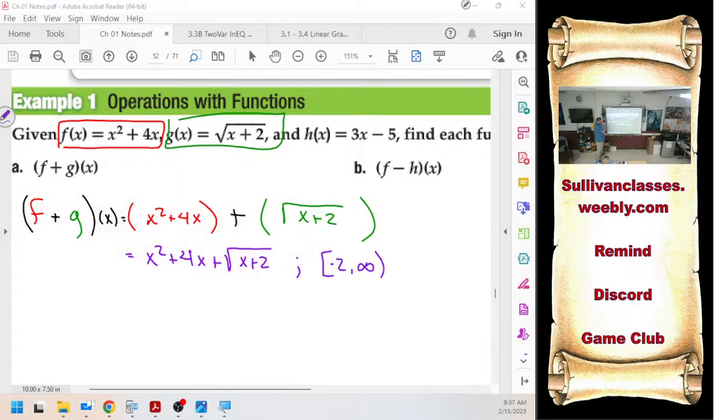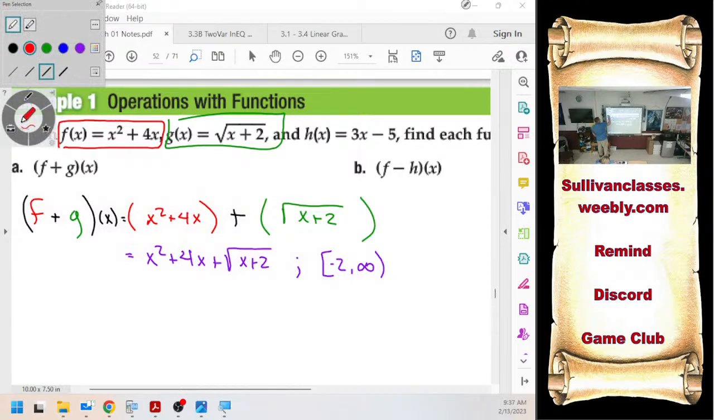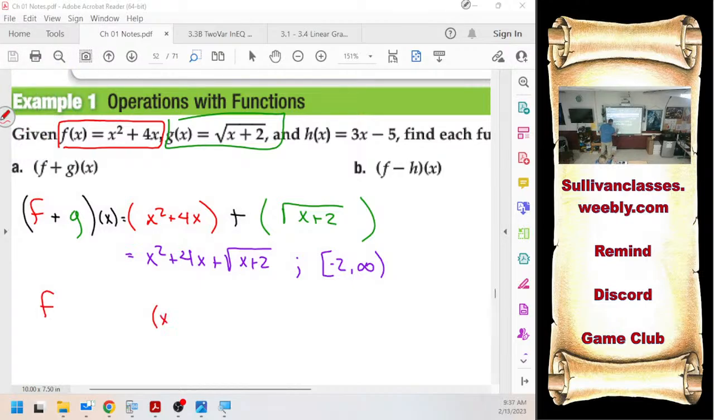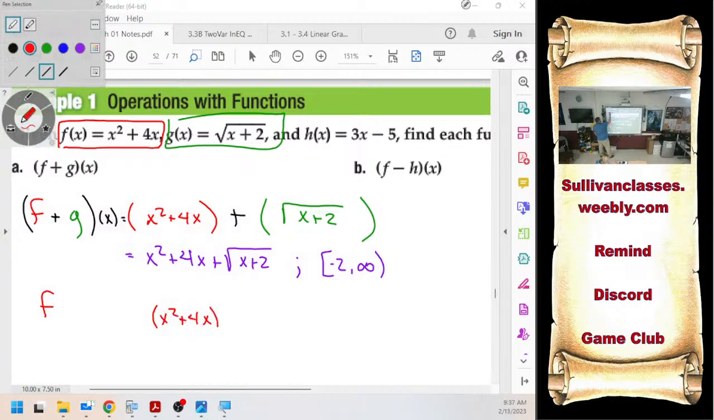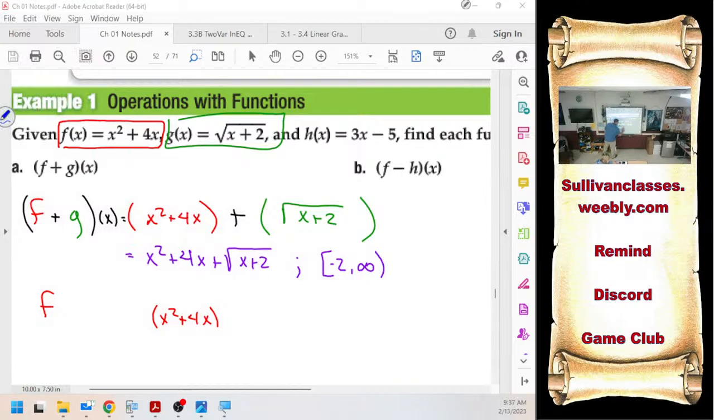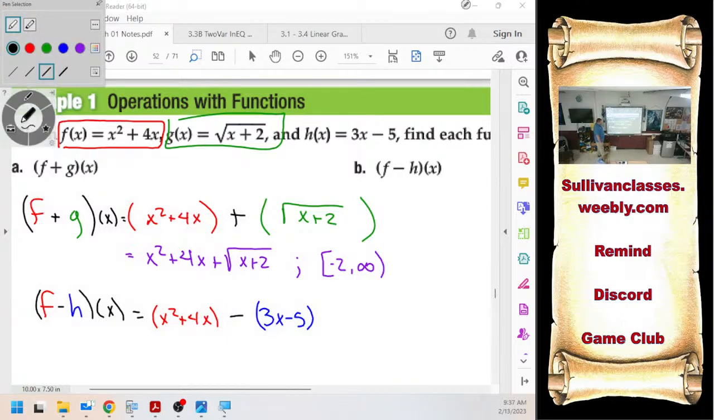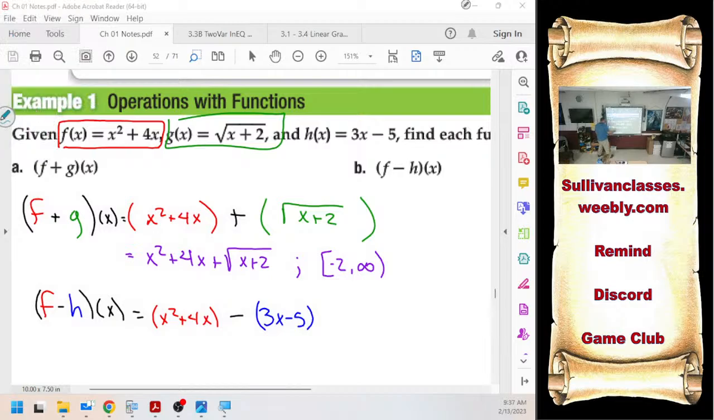When they say f minus h, I've got f, which is x squared plus 4x, h, which is, get back over here, 3x minus 5, minus this rule minus this rule. And how many of us are going to accidentally forget and say minus 5 at the end of this? Okay. X squared, that's 4x minus 3x minus a negative 5.